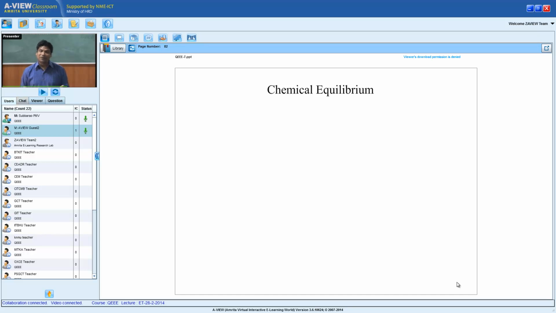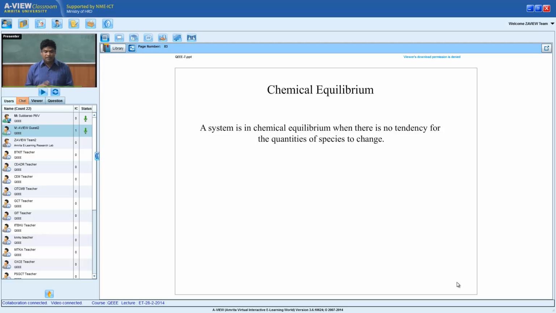Can you develop a process standardization from just a descriptive understanding? Impossible. Even if I want to know whether it's salty or sour or bitter, there has to be a quantitative measurement. How do you develop a quantitative measurement? The quantitative measurement of a concentration requires a chemical equilibrium. A system is in chemical equilibrium when there is no tendency for the quantities of that particular species to change.